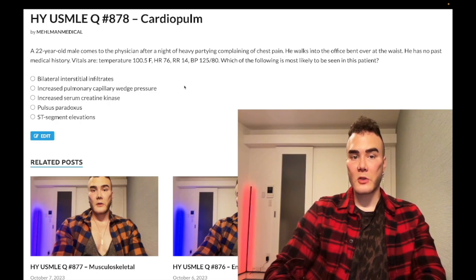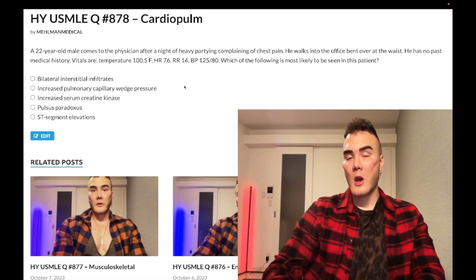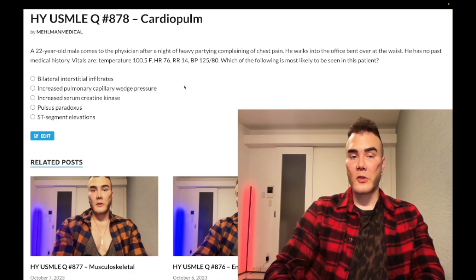A 22-year-old male comes to the physician after a night of heavy partying, complaining of chest pain. Walks into the office bent over at the waist. He has no past medical history. Vitals are temperature 100.5 Fahrenheit, heart rate 76, respiratory rate 14, blood pressure 125/80. The question wants to know which finding will most likely be seen in this patient. Let's just hop to the answer choices here.